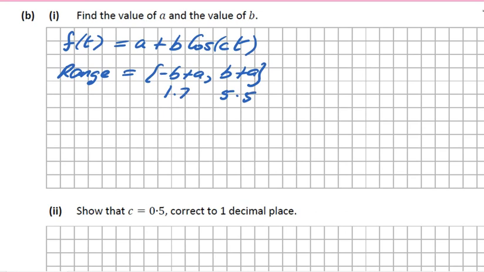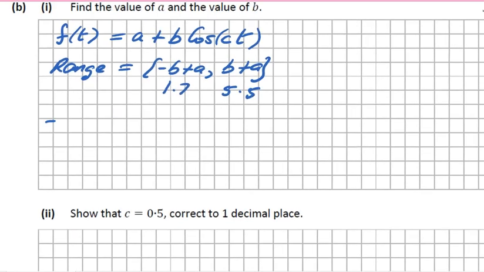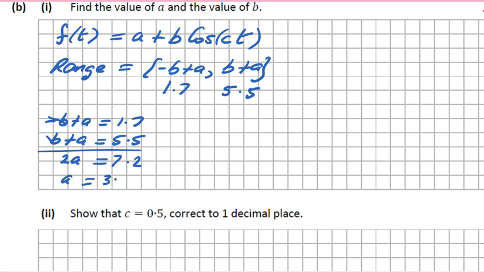So now they match up, and we get two equations. -b plus a is equal to 1.7, and b plus a is equal to 5.5. Now, -b and b cancel, and you have 2a is equal to 7.2, and if you divide by 2, a is 3.6.